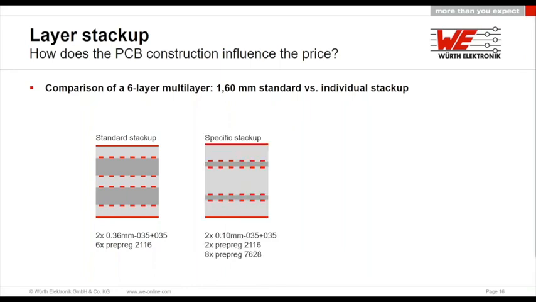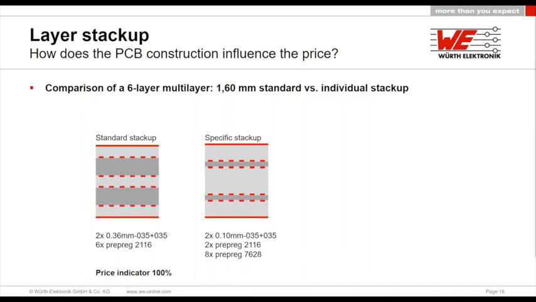Now we will have a look at the individual stack-up. So you come to us and tell us, I need to have a 100 micron core in between layer 2 and 3. And to make it symmetrical, we would need this between layer 4 and layer 5 as well. What does it mean when it comes to cost?